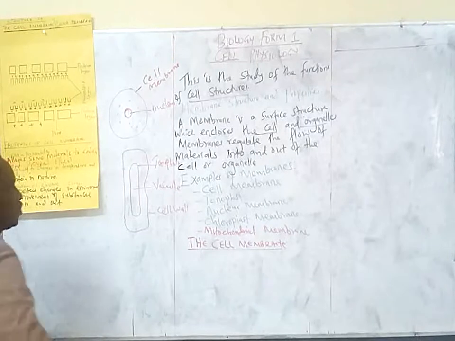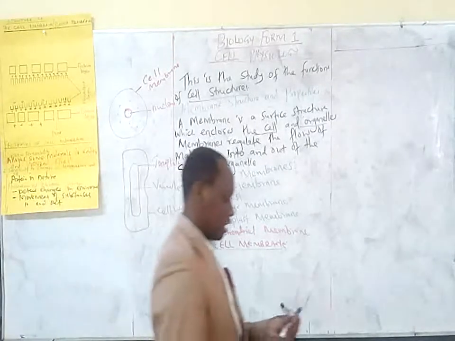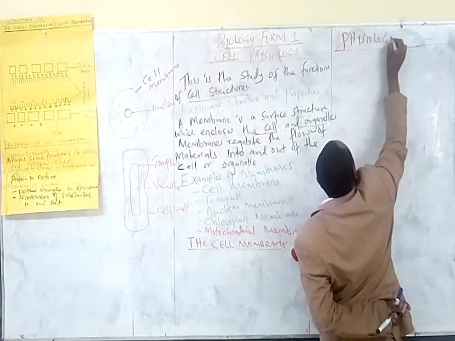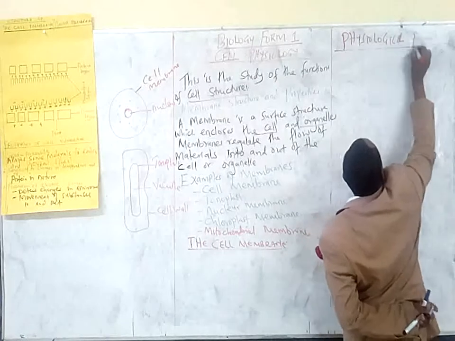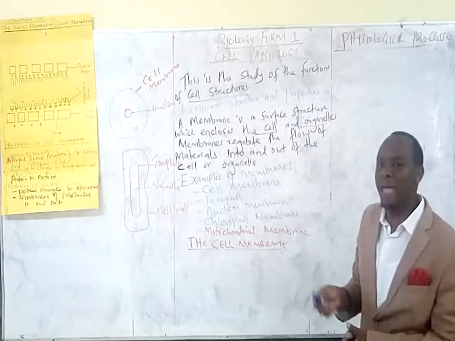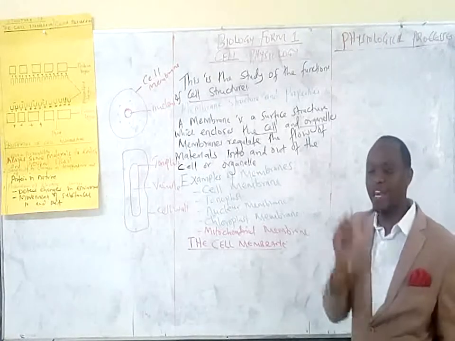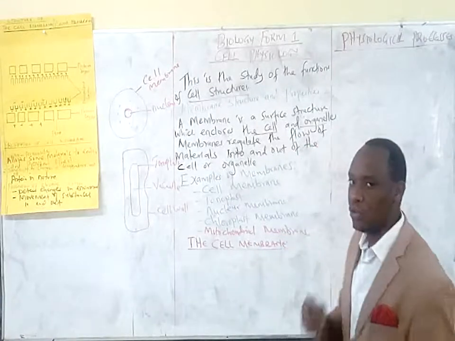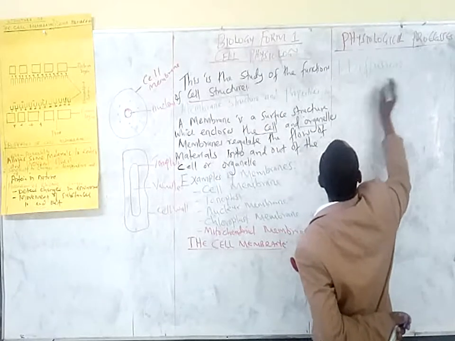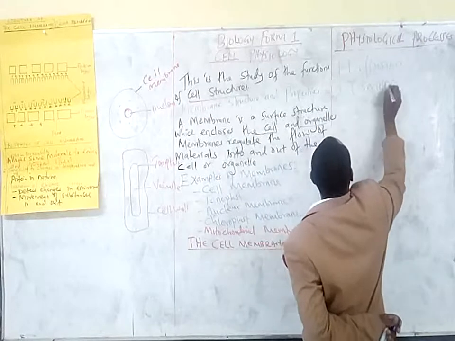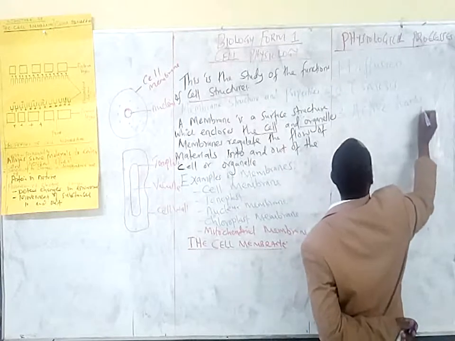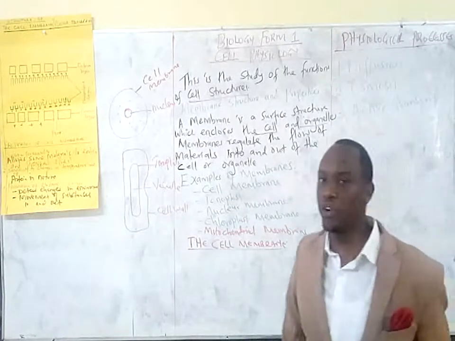So today, we also look at what is called physiological processes. There are 3 main physiological processes. When you are asked in an exam, name 3 physiological processes, you will name the following. Number 1, diffusion. Number 2, osmosis. Number 3, active transport. Those are the 3 main physiological processes.